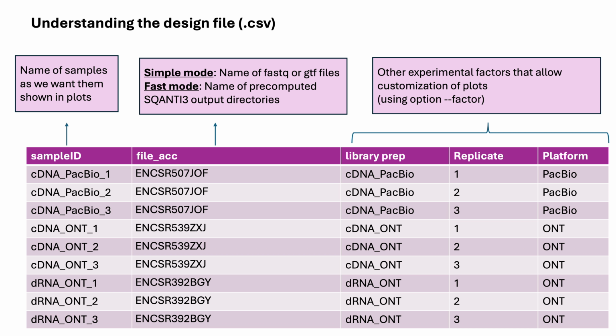Then you can include any number of additional experimental factors. Here, for example, we've added library prep, replicate number, and platform. These extra columns let you facet or group the plots by experimental factors using the factor option. The design file basically acts as the blueprint for your analysis. It connects your raw or processed data with your experimental metadata and controls how the results are summarized and visualized.